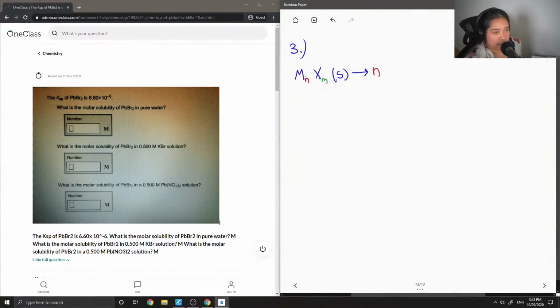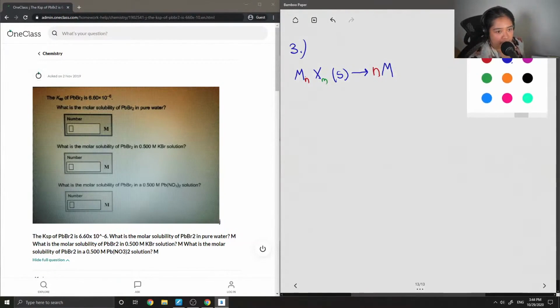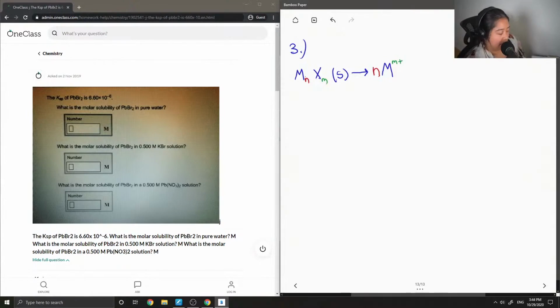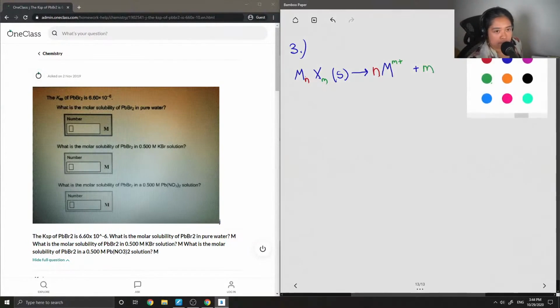Basically, the coefficients that you have in front of the elements on the product side tend to be the same as the subscript on the reactant side, if that makes sense. So this is why I'm color coding it. So it kind of makes sense when you think about it. N and M are just numbers, and then capital M and X are just different atoms.